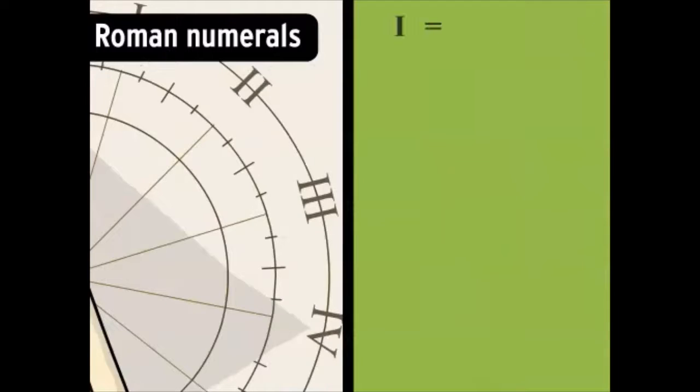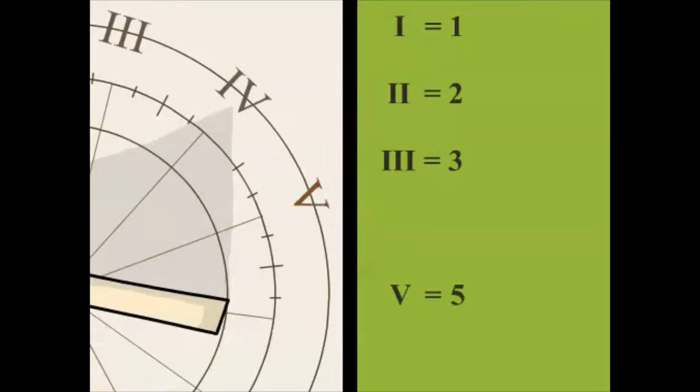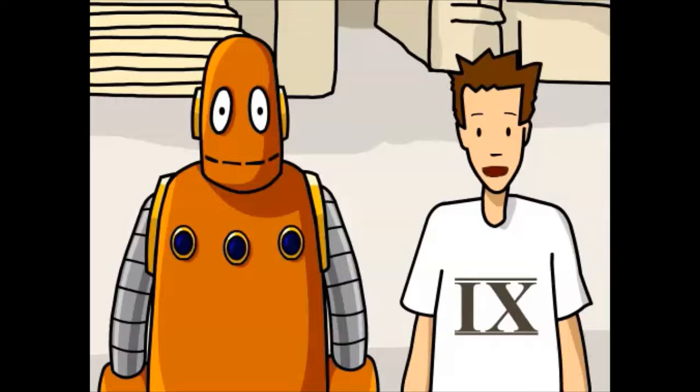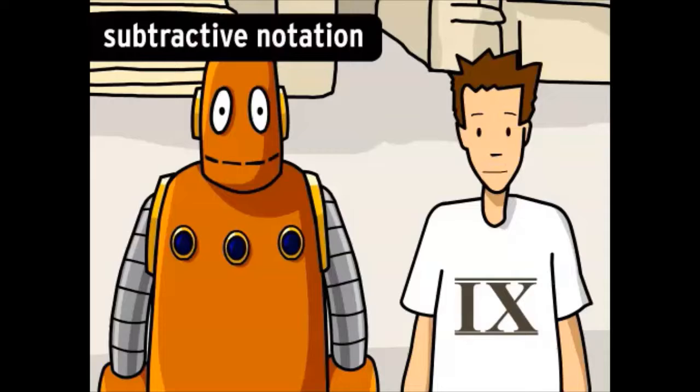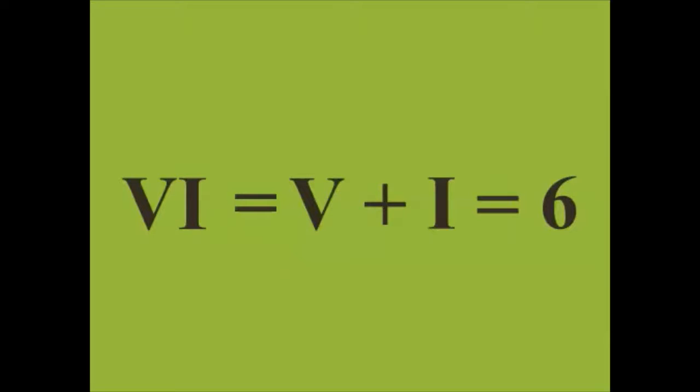For starters, I means 1. So this is 1, 2, 3. Well, right, V means 5. And instead of writing 4 I's for 4, you write an I in front of a V. In fact, anytime a small number comes immediately before a larger number, the smaller is subtracted from the larger. That's called subtractive notation. But whenever a smaller number comes after a large number, the numbers add up, so VI means 6 because 5 plus 1 is 6.